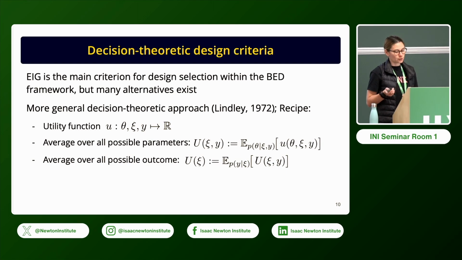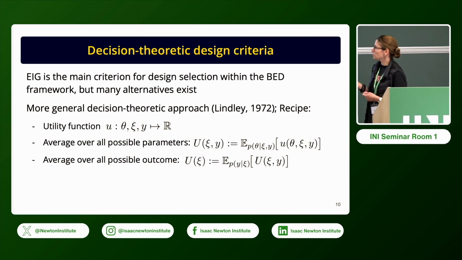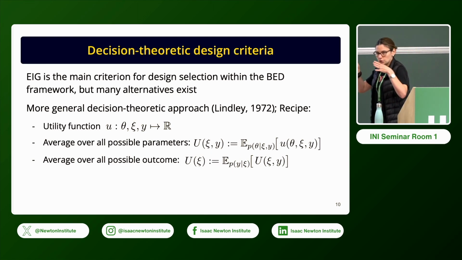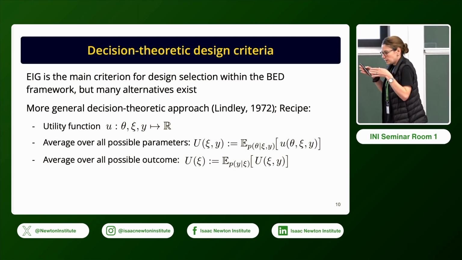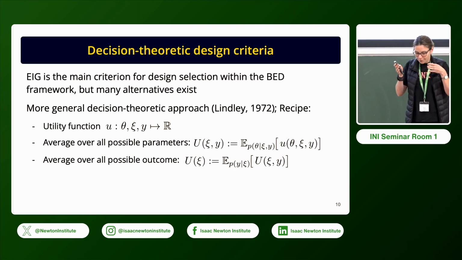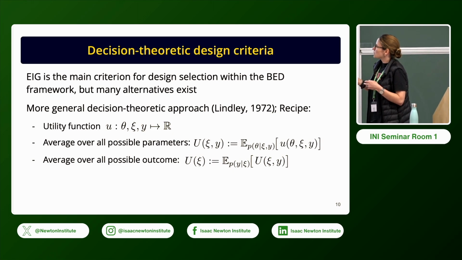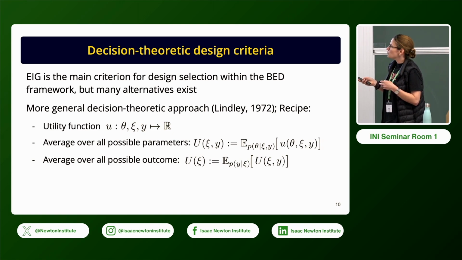We're going to start with a utility function, u, which is just a function that maps our parameters, designs, and outcomes to a real number, right? So this function will give you a numerical value for the utility of this design outcome pair, assuming that theta is the true theta that generates the underlying data.